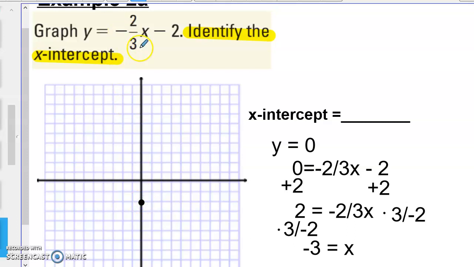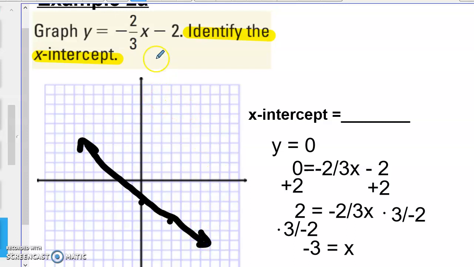You notice that the negative is kind of in the middle. You can make the negative go with either the top number or the bottom number. I typically just put it with the top number and know that that means I need to go down 2 and then over 3. Then I could do it again just to make my line a little bit straighter. And then I just draw a line through those points.